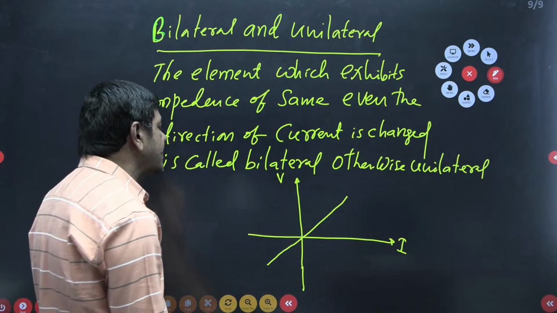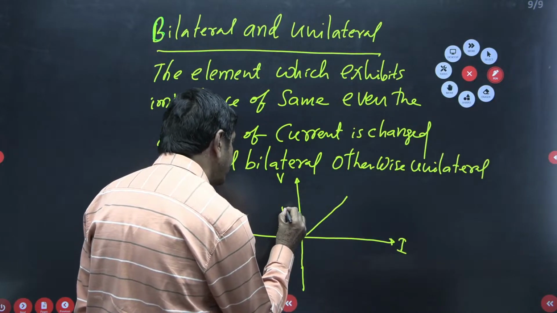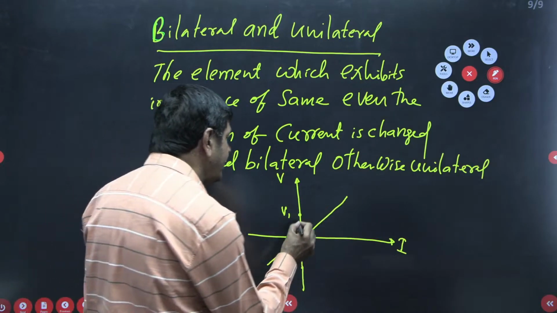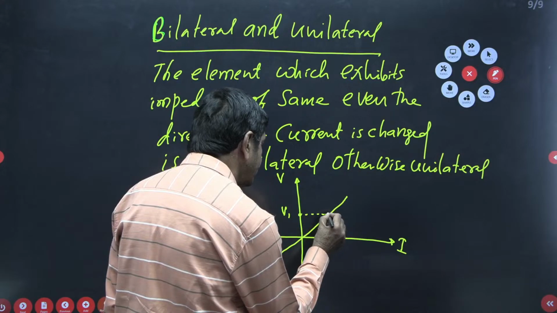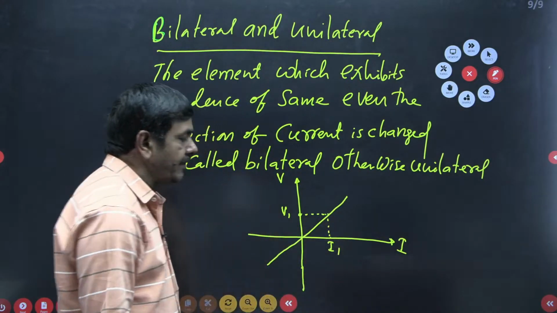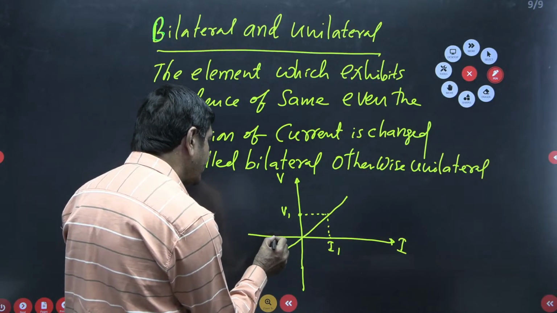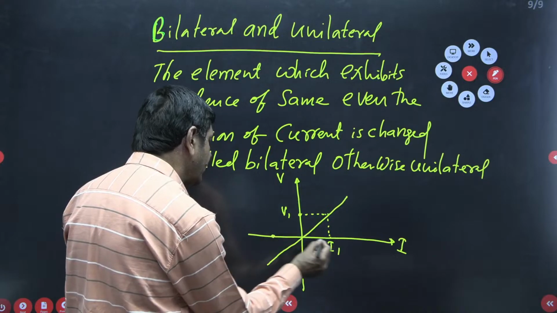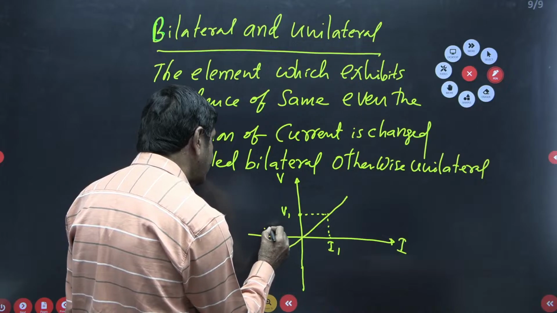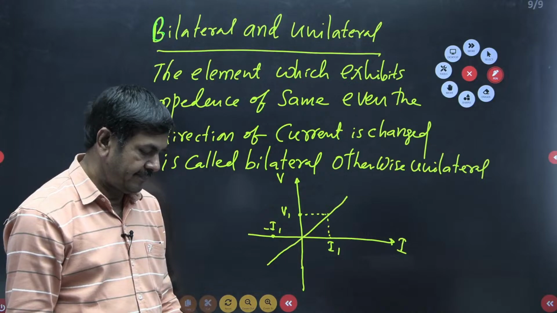Suppose I selected some voltage on the y-axis. This voltage I have taken is V1. Corresponding to this V1, I can get the current I1 from this. This is the current I1. The direction of the current is reversed. If I reverse the current, here I will get minus I2, which I have taken now. Otherwise, this is minus I1. Minus I1 is only possible.